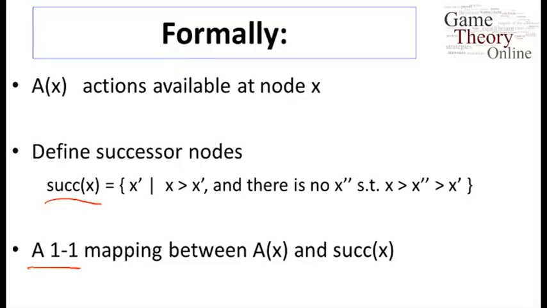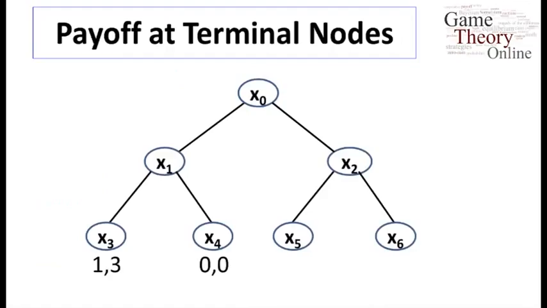Now that we know what agents can do, we just need to say what agents care about, and then we'll finish defining the game tree, and we simply need to associate some payoffs, saying that 1 is the payoff to agent 1, say, and 2 is the payoff to agent 2.